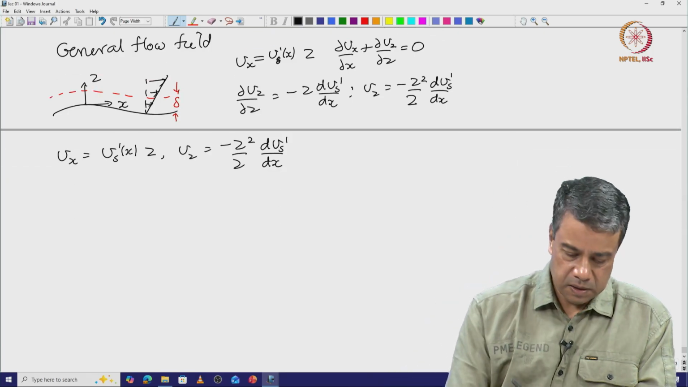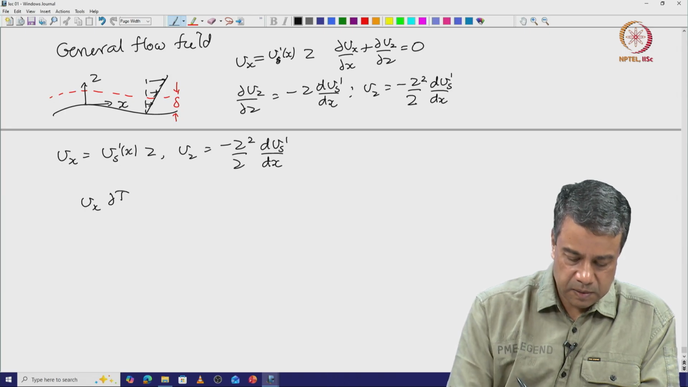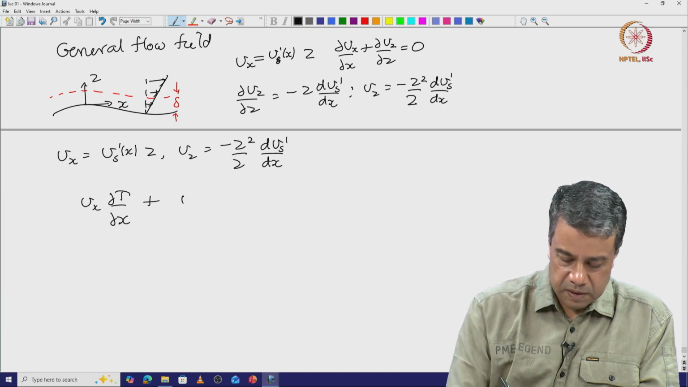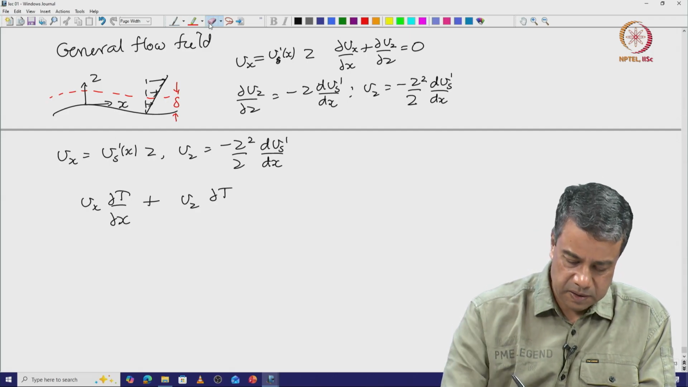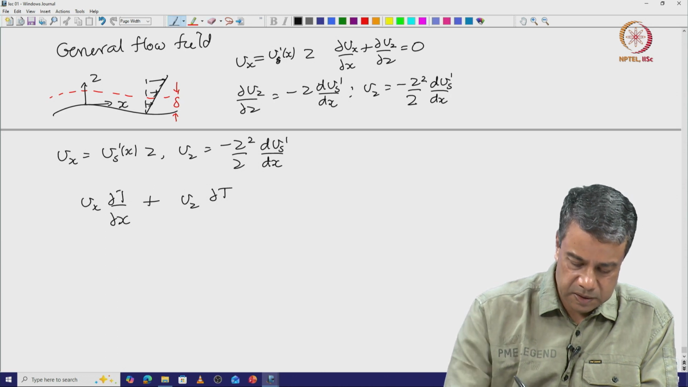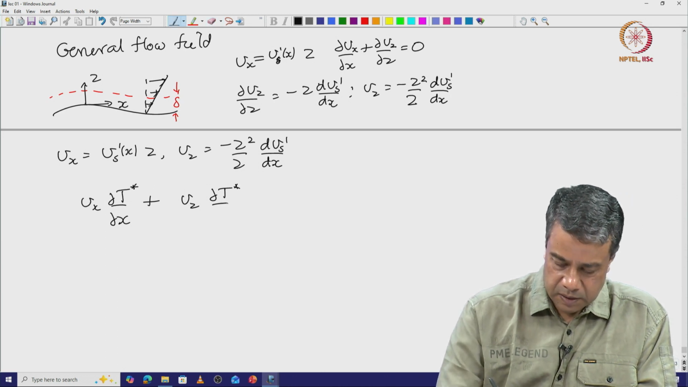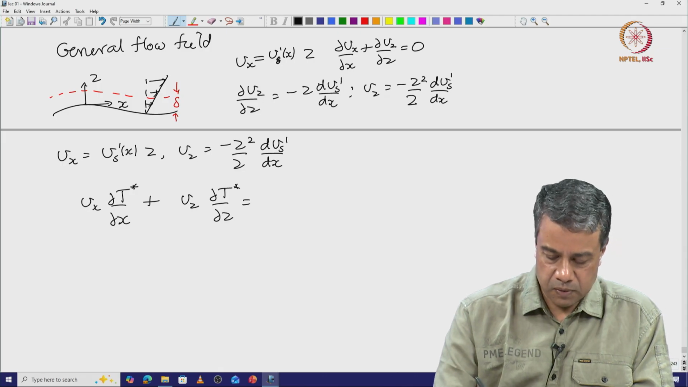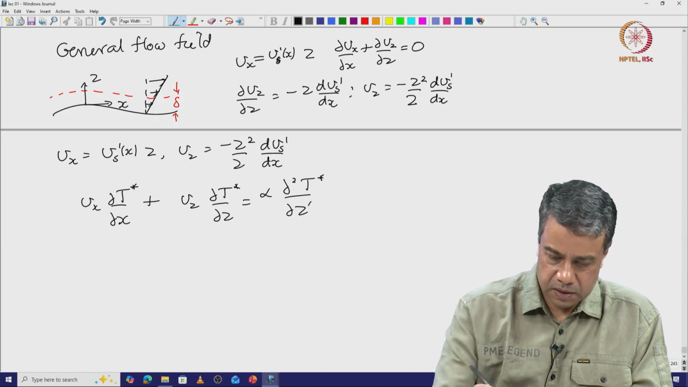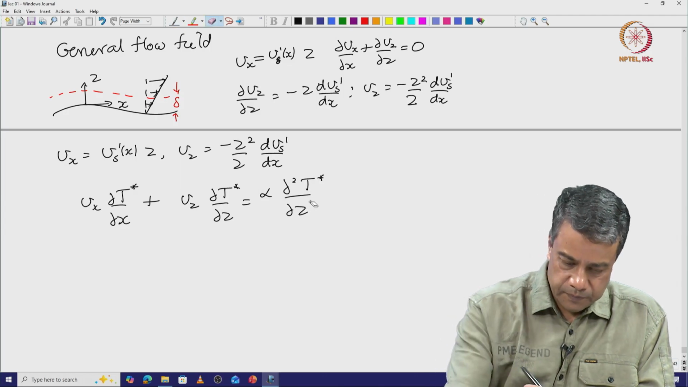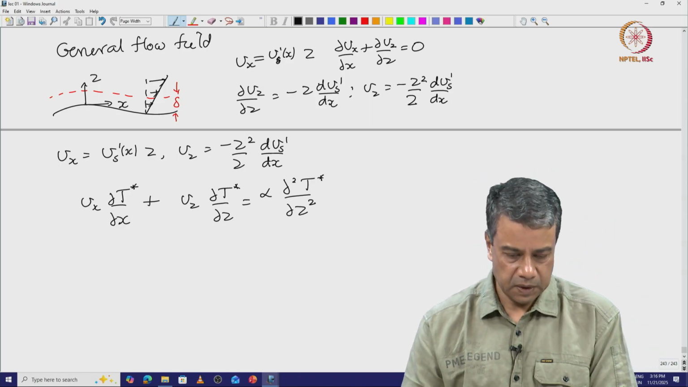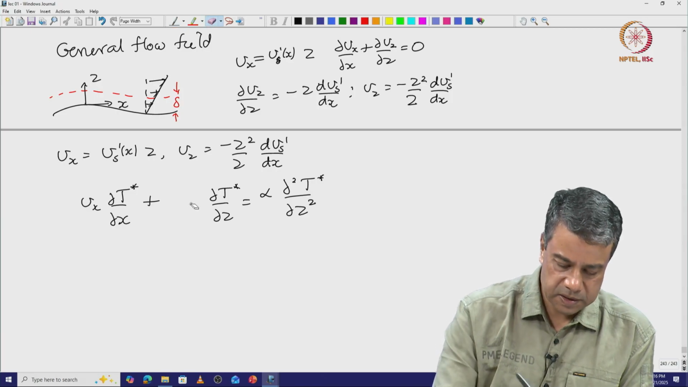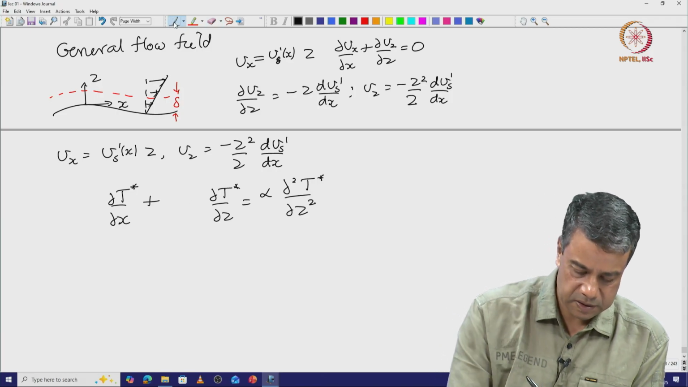Energy equation. Vx partial T by partial x plus Vz partial T by partial z. For now, I will just write in terms of the scaled temperatures. It is equal to alpha times partial square T by partial z square. And I substitute for Vx and Vz close to the surface.